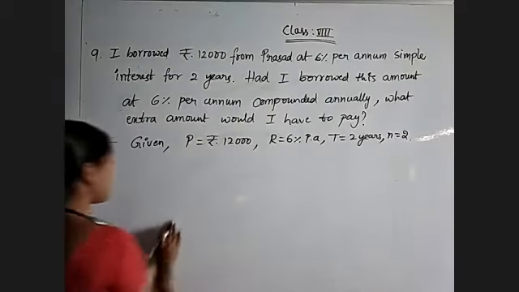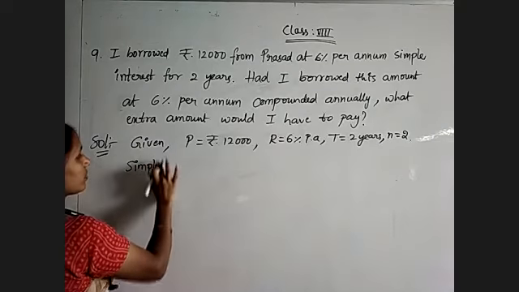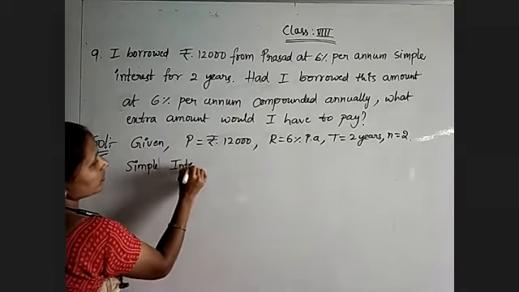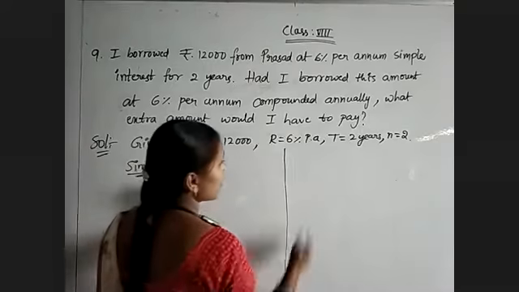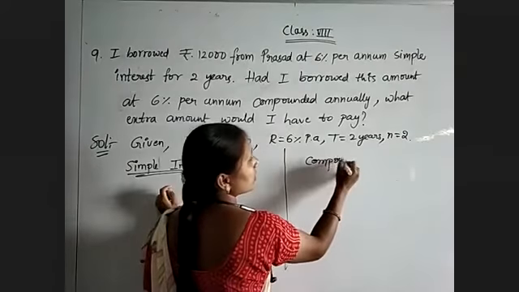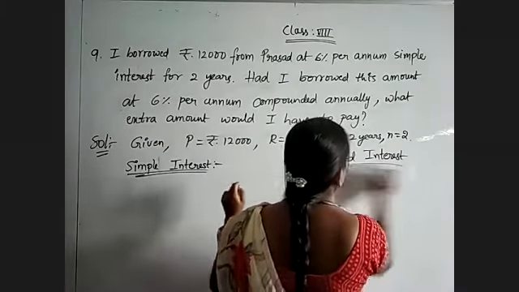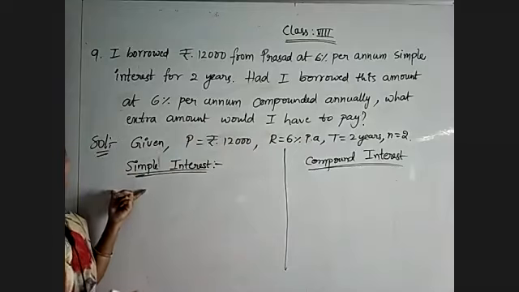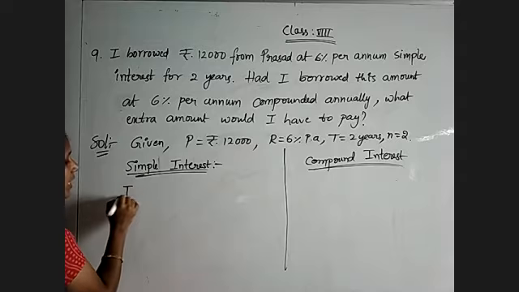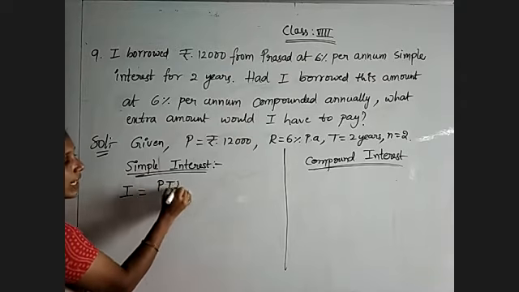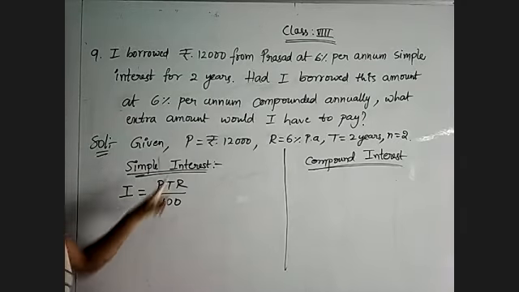Now, first of all, we will see what will be the simple interest amount. In case of simple interest, how much he is paying, and how much he is paying in case of compound interest, both the cases we must find. Observe this when we are talking about simple interest. First we have to find I value, PTR by 100. After getting the interest, we will find out the amount by taking principal plus interest.